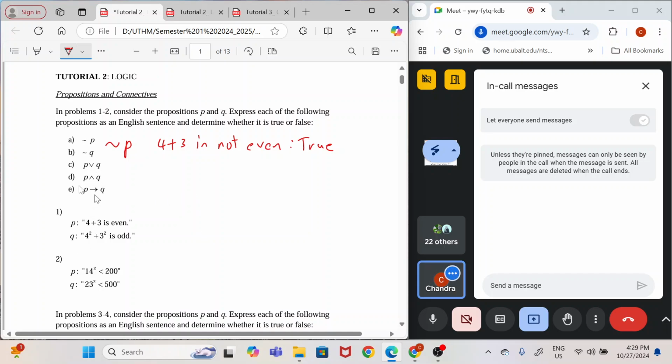Q also same. Negate P is 4 square plus 4 3 square is not odd. 4 square 16 plus 3 square is 9. This is 25. You get this one is 25 here. It's not odd. It's actually odd. So you write here false.